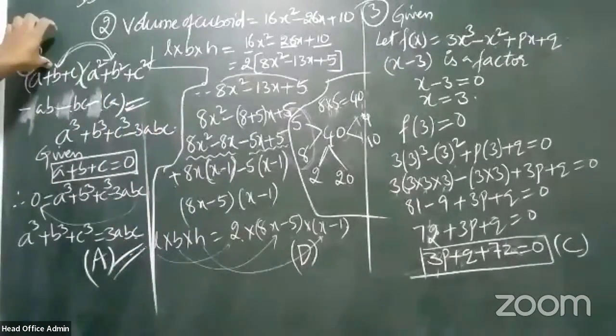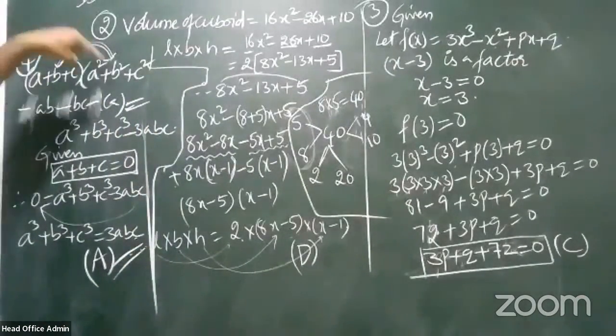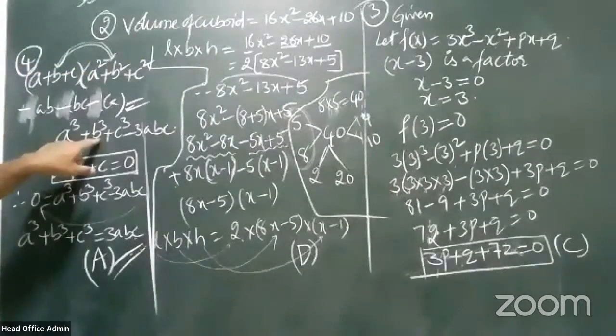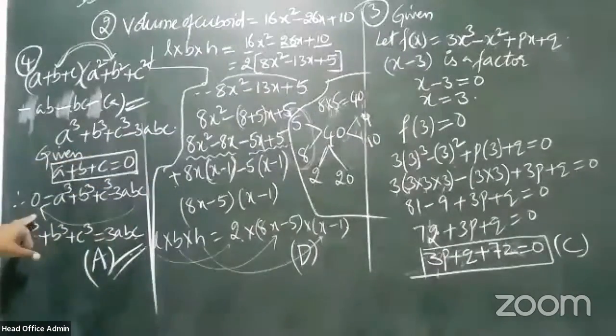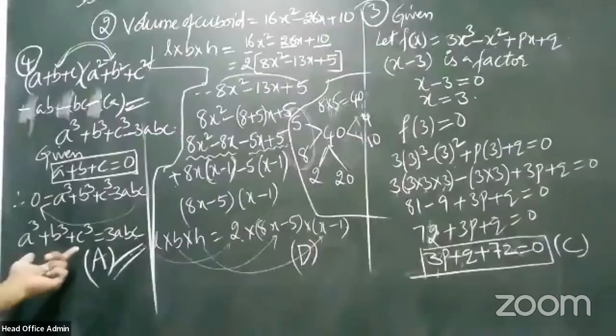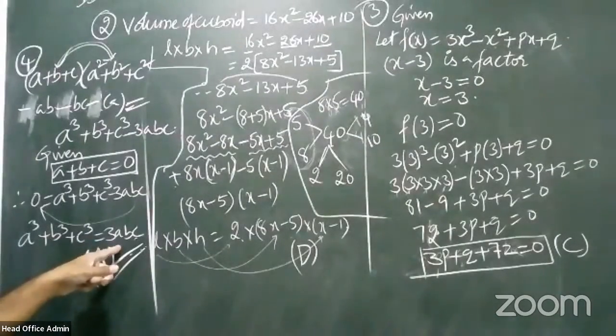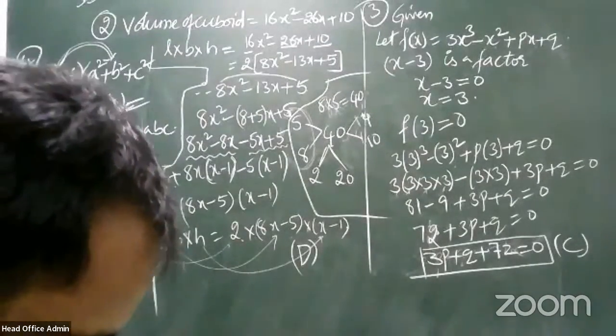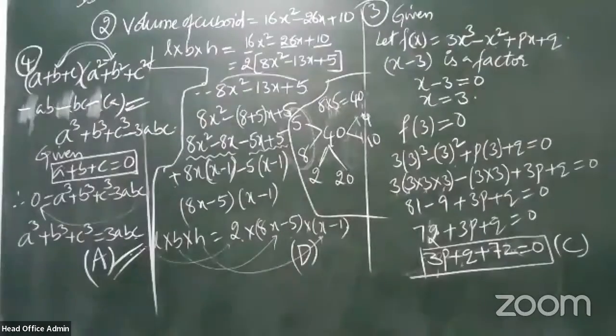Now, if a plus b plus c is 0, 0 into anything is 0. So, a cube plus b cube plus c cube minus 3abc equal to 0. If minus 3abc comes here, it will become plus 3abc. So, a cube plus b cube plus c cube value is how much? 3abc, which is option A. Okay. Just a small mistake, don't mind.